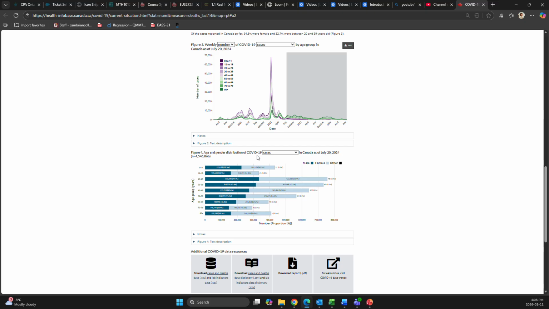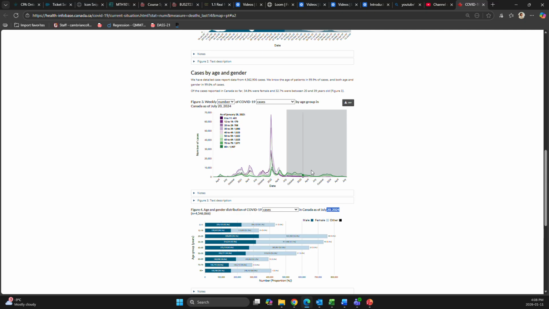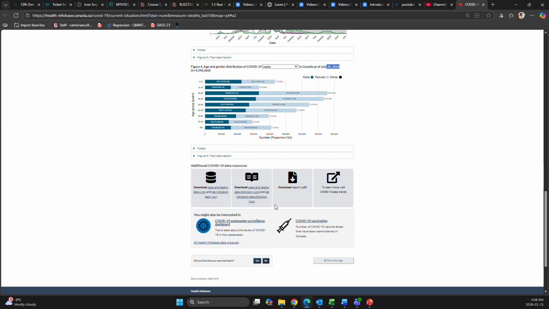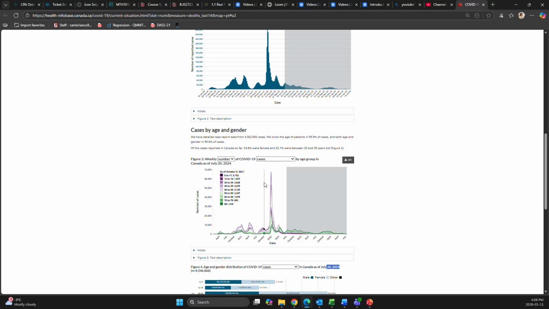This one says age and gender distribution, again, male and female, as of July 20th, 2024. So I guess this one was just the ages. You could see the colors for the different ages and the caseload. This one shows the gender, with the darker blue being male and lighter blue being female. Then it has additional information about COVID, where you can also download the data that was directly used to build these interactive charts.